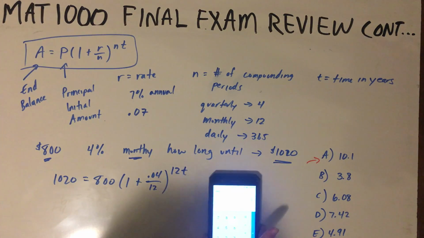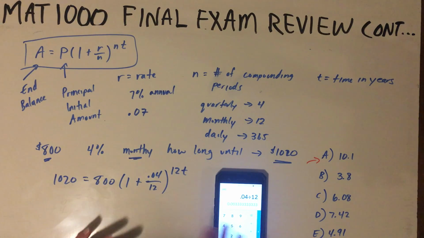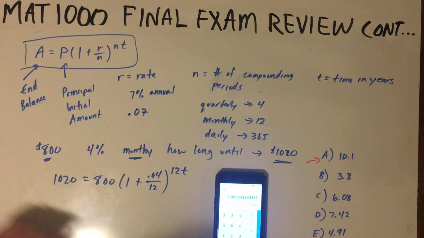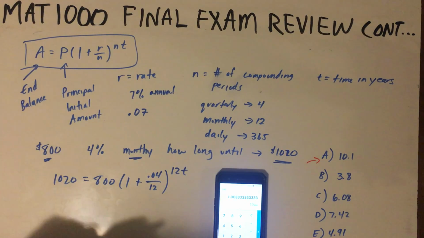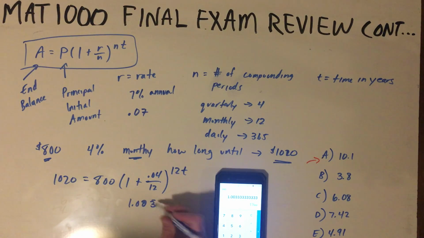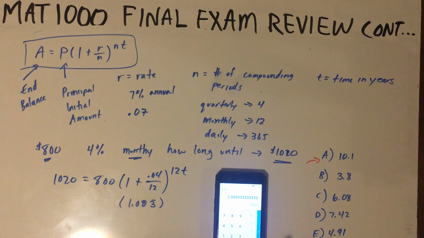We are going to start, and I'm always going to work inside of here. So I'm going to start with this: 0.04 divided by 12, and I get about 0.003. Now I'm going to add the 1 to it, order of operations. Inside of here, I get 1.003 repeating, but I'm not going to round this or anything.